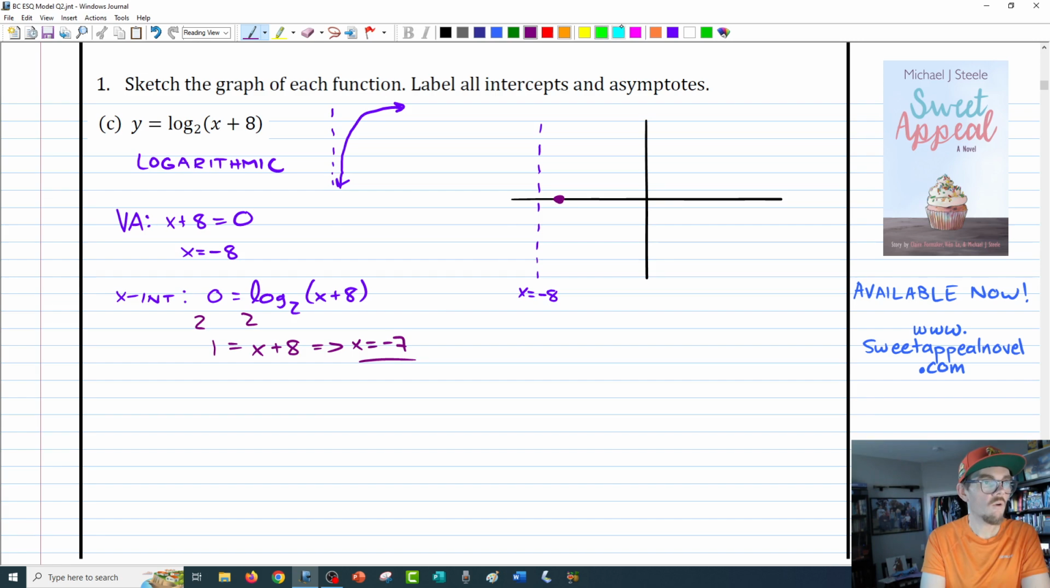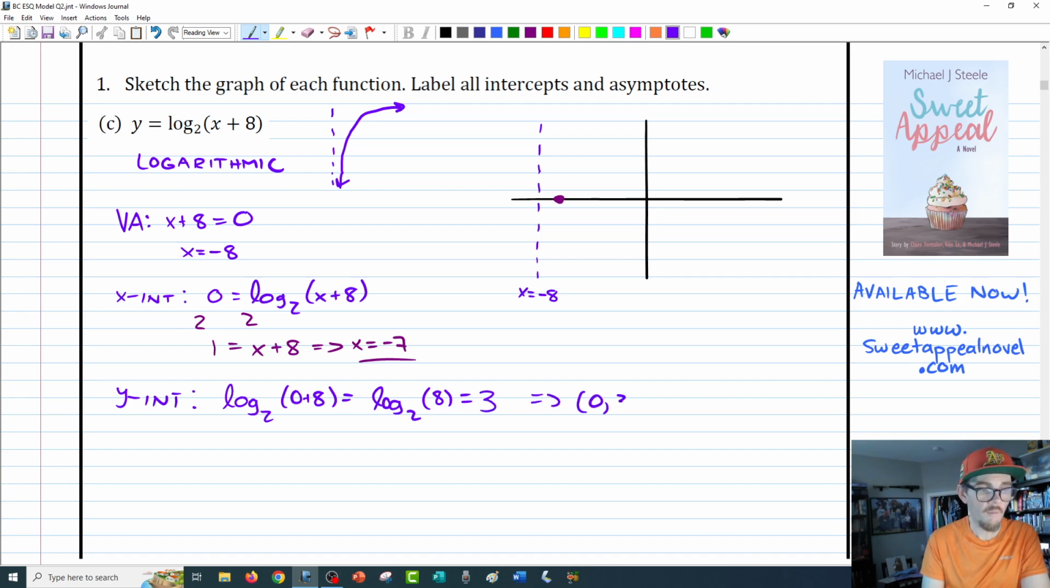And then finally, to get our y-intercept, I'll go back to the original color. For our y-intercept, we plug in x equals 0. So in that case, we would have log base 2 of 0 plus 8. This is sort of the classic log fact. In fact, it's the one that I use to always keep myself grounded in log world. What power of 2 gives me 8? That's 3, which means that our y-intercept is going to be (0, 3).